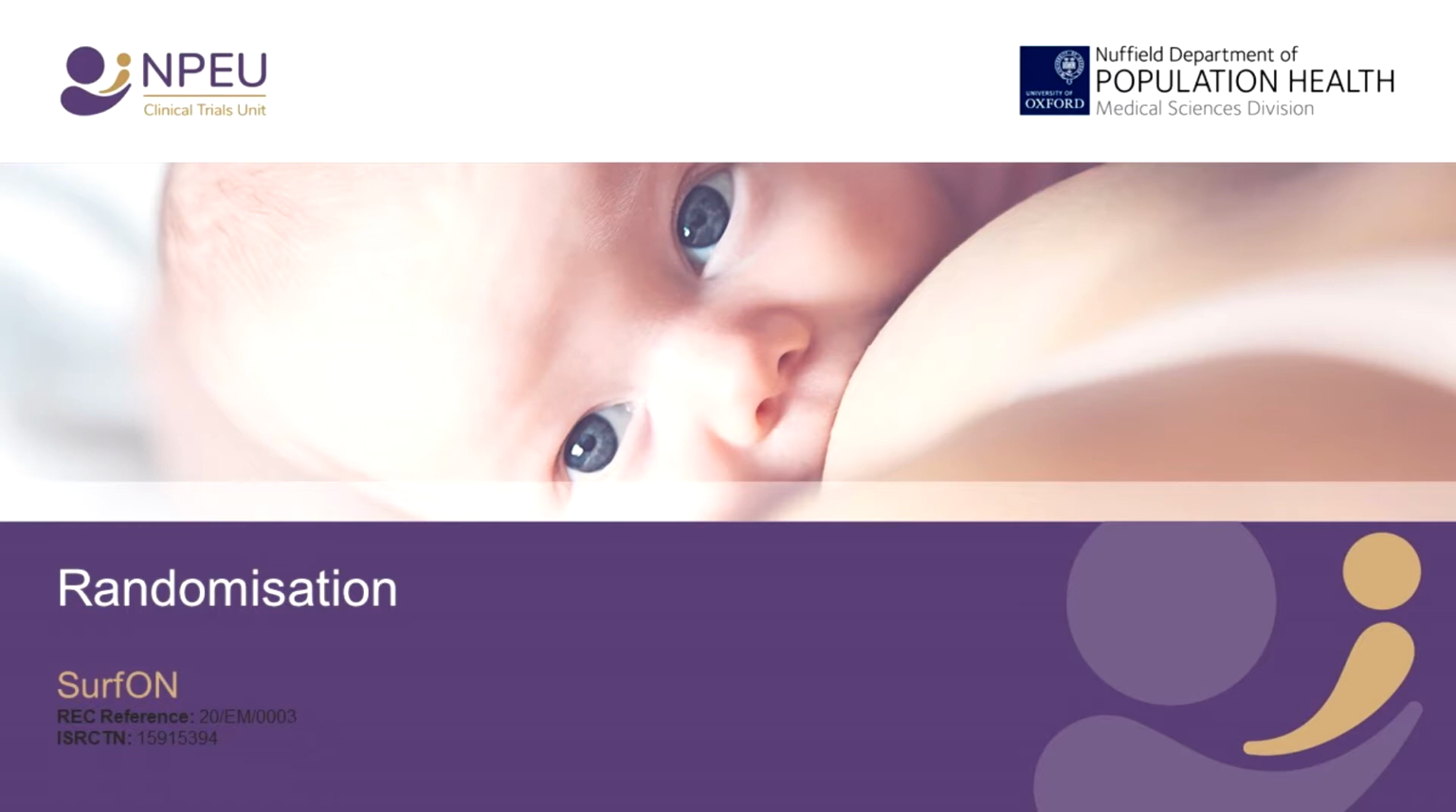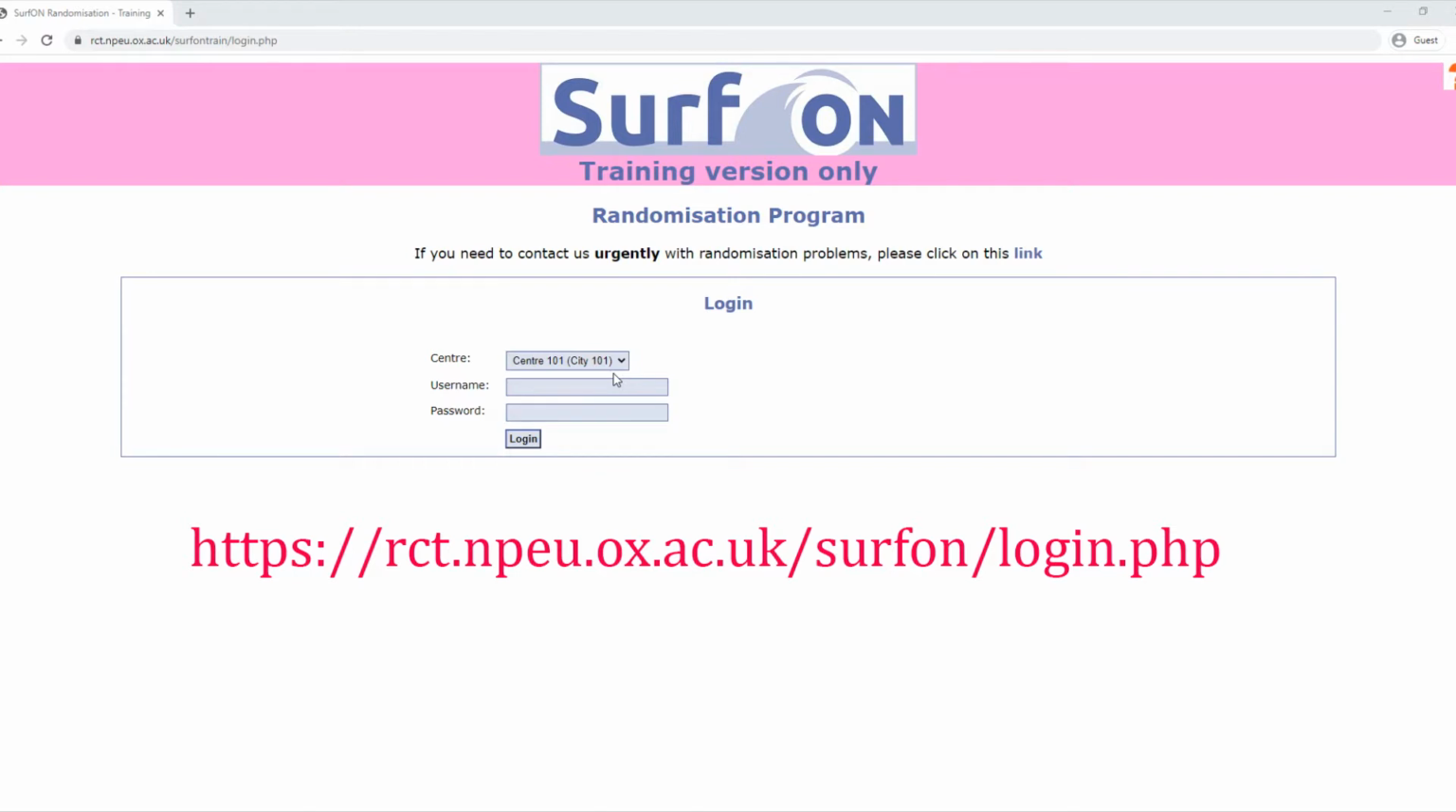The randomisation website for SurfON is located at the URL on the screen and should be accessible on most devices and browsers. However, for the purposes of this demo, I will be using our training website. The only difference between this website and the live randomisation website is the pink banner at the top stating I'm currently on the training website, and the generic list of centres used to log in as opposed to the list of current recruiting sites. To complete the SurfON training pack, you will be given access to this demo instance and also the Open Clinical database. The URLs and login details will be in your training pack.